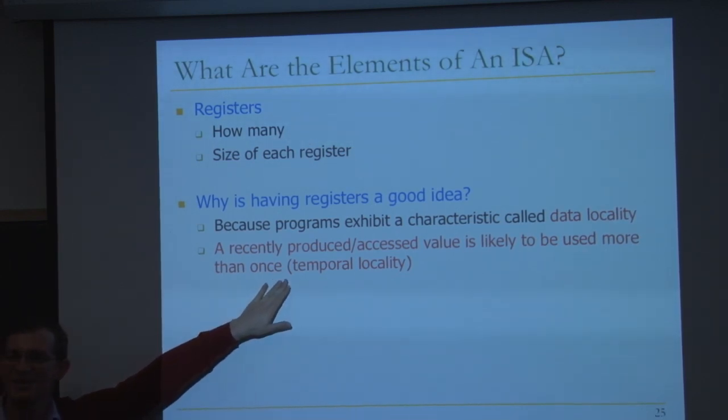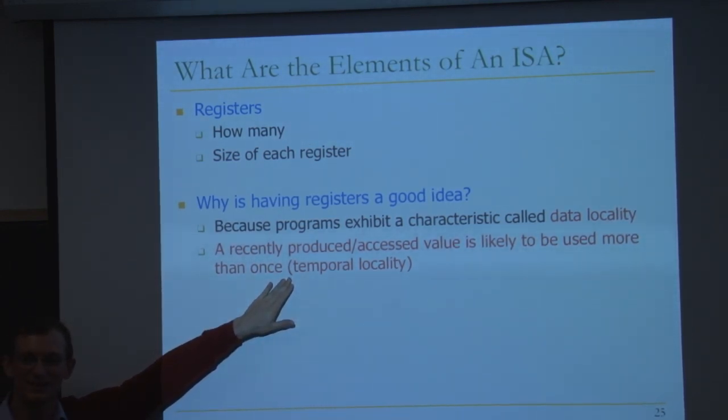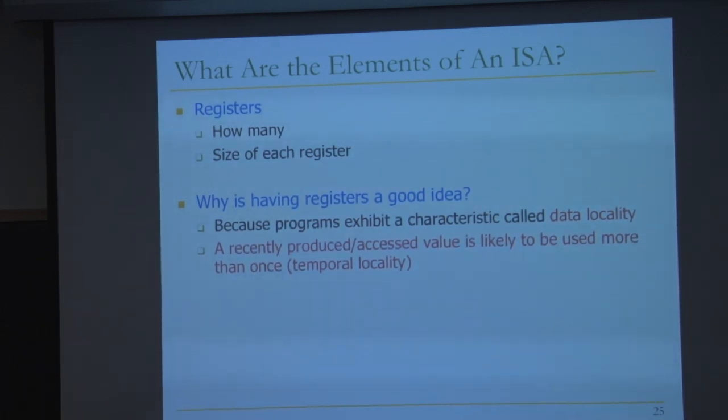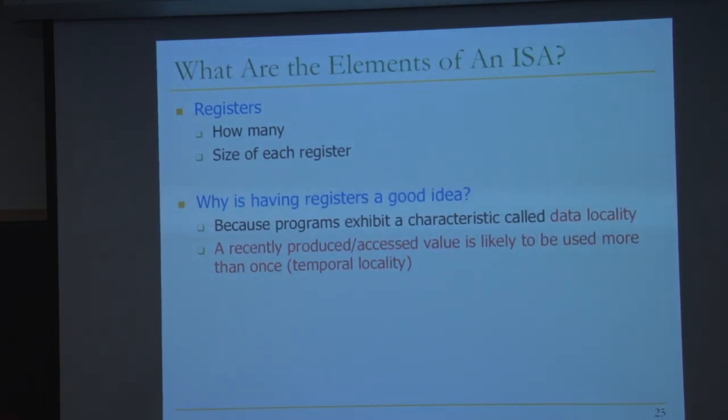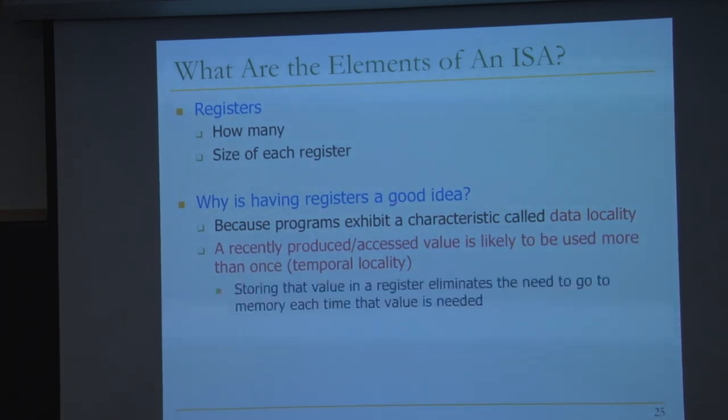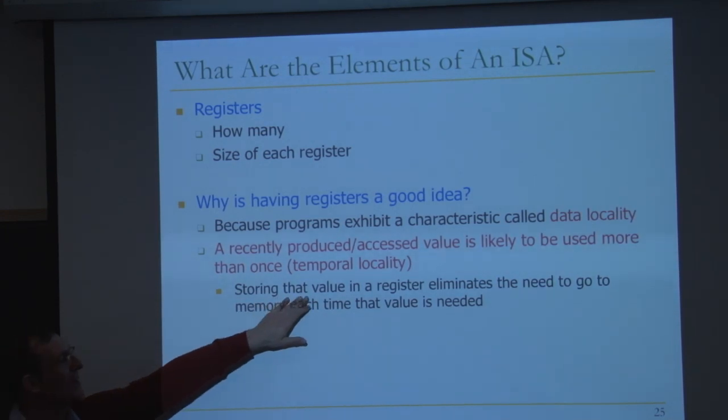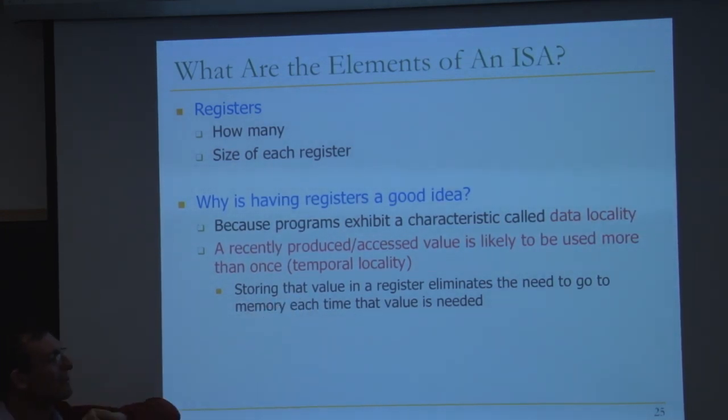Now, this is the same thing caches exploit, right? You could think of registers as a cache that the programmer controls. It's a very special memory space that the programmer or the compiler can control. It's essentially for the same purpose, to keep frequently used values closer to the processor such that your program can run fast. Basically, storing that value in a register eliminates the need to go through memory each time that value is needed. OK.